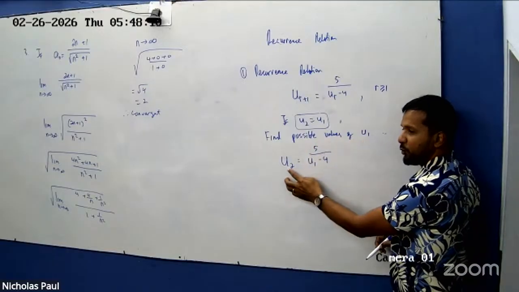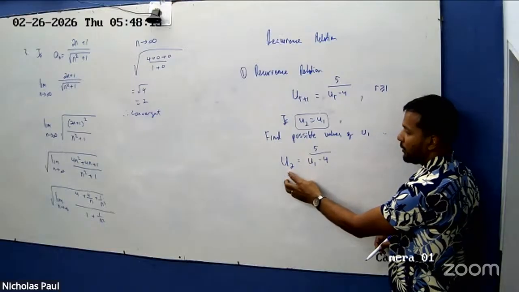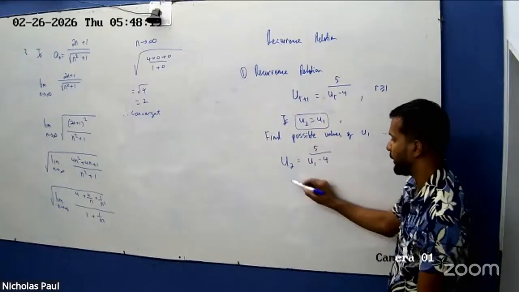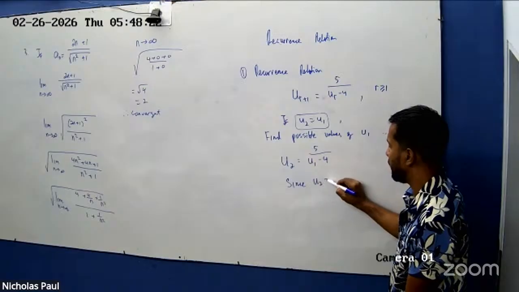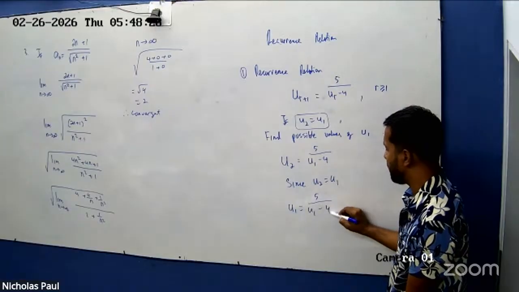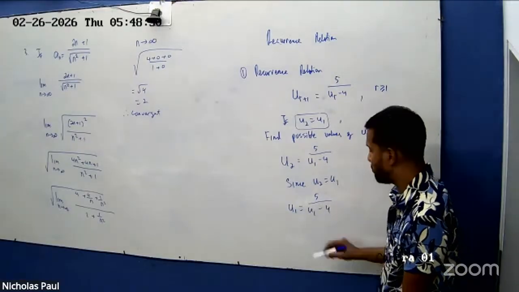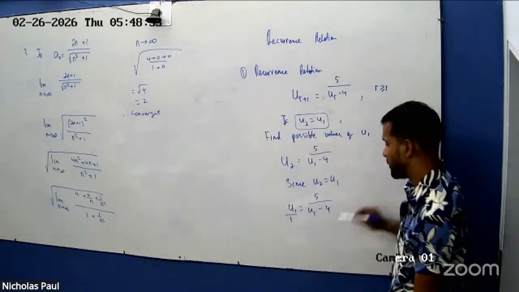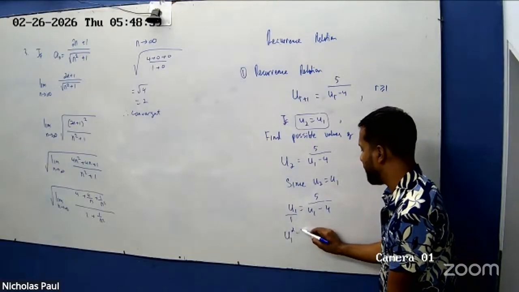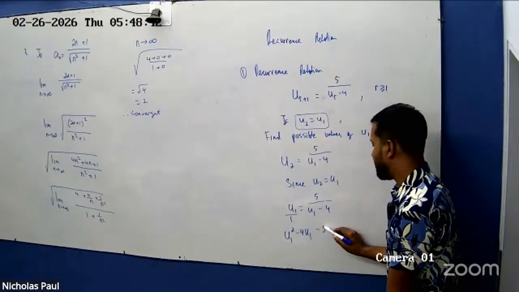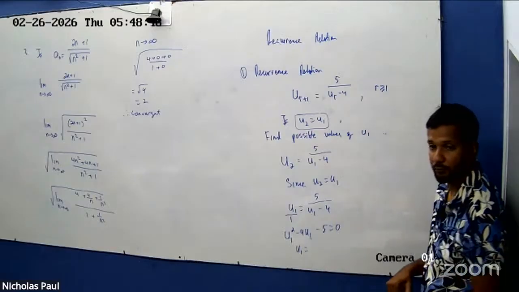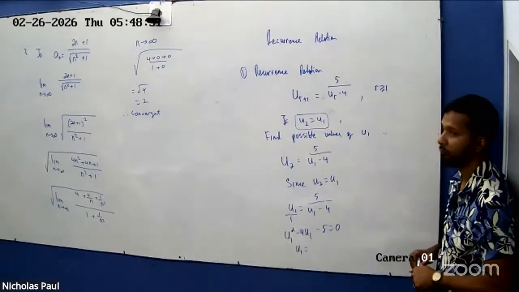So do I need U2 here? I have to get rid of this, right? So I know that U2 is equal to U1. So since U2 is equal to U1, I'll get U1 is equal to 5 over U1 minus 4. What will you get now? Cross multiply and you'll get a quadratic, right? So you'll get U1 squared minus 4U1 minus 5 is 0. And then you solve for U1. That's okay? Copy it down.